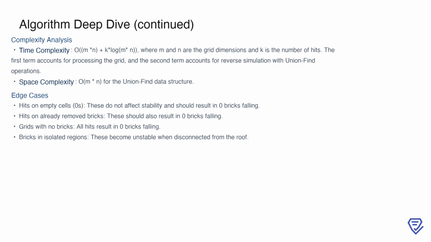Several edge cases are important to consider. Hits on cells that are already empty, or on bricks that were previously removed, result in no bricks falling. Grids with no bricks at all will naturally produce a result of 0 for all hits. Additionally, isolated regions of bricks, which lack connection to the roof, will become unstable and fall when disconnected. These cases highlight the robustness of the algorithm in handling diverse scenarios.